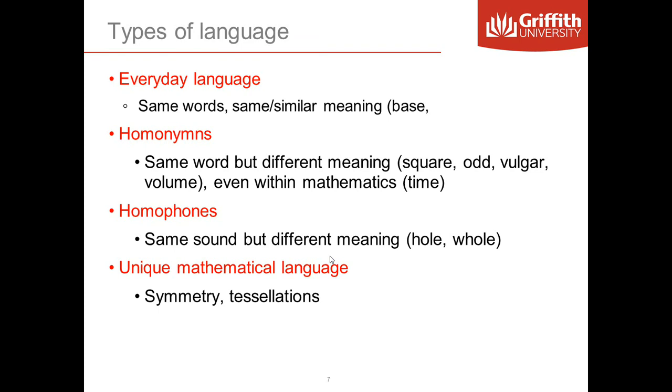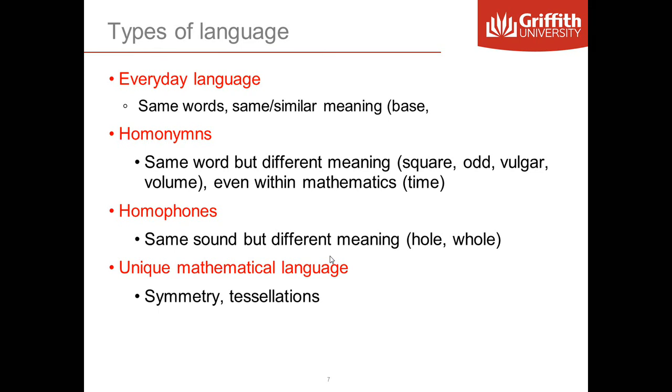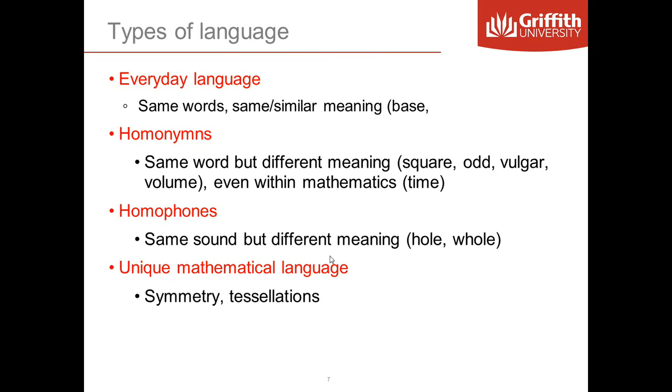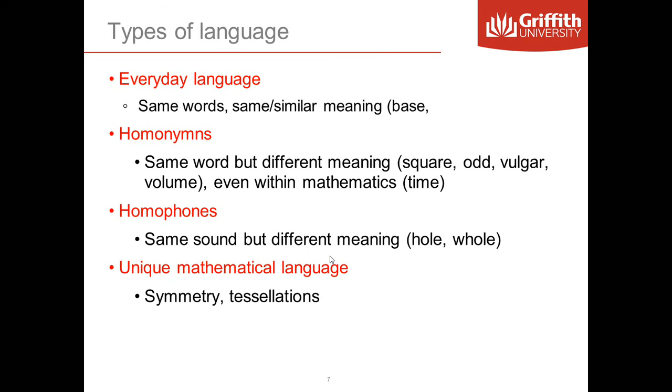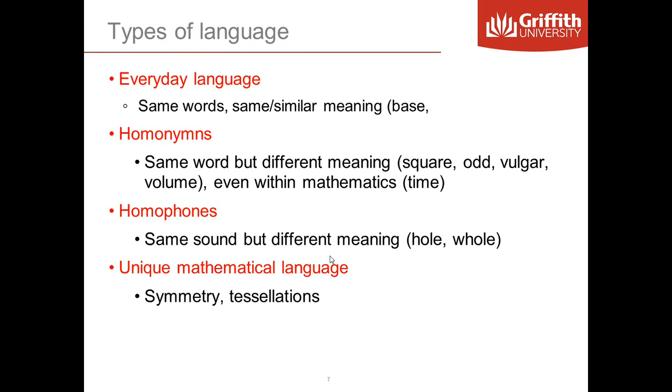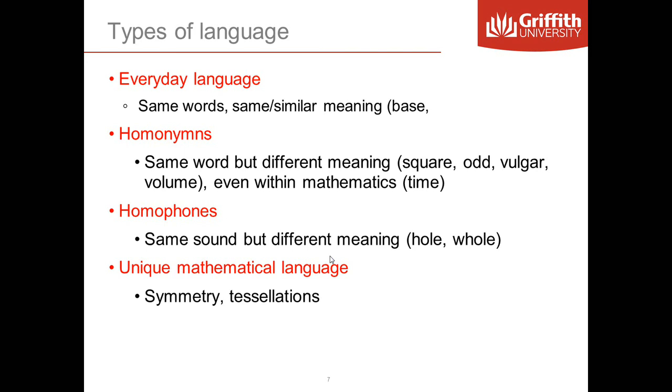There's the everyday language, where we have the same words in the everyday context, and they may have the same or similar meaning in the mathematics context. And there's many of these words. So the term base means the bottom of something, like base camp at Mount Kilimanjaro, means it's at the bottom, and the base on a triangle is the bottom line on the triangle.